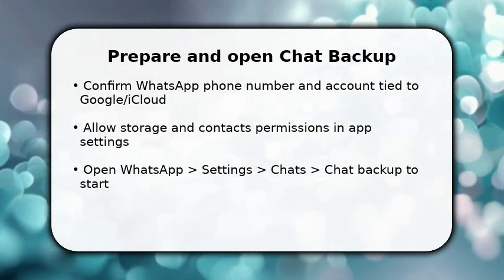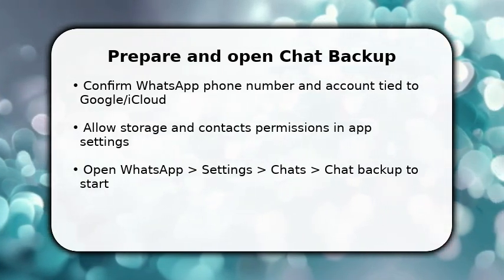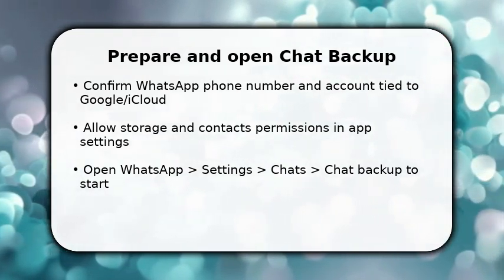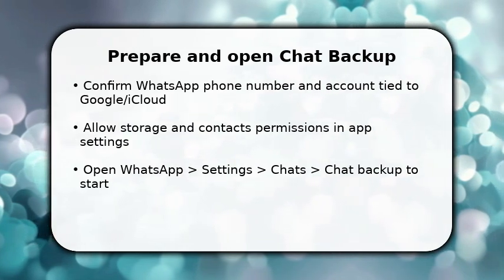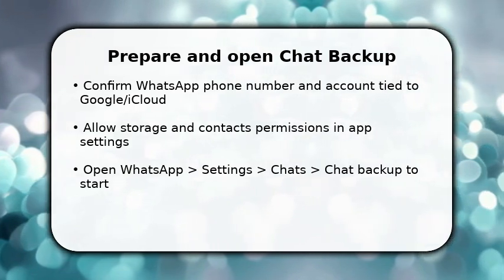Now open WhatsApp, tap Settings, choose Chats, then Chat Backup. Press the Backup button if none exists. This creates a fresh recovery point. You do this to ensure the file you'll find next is current and tied to your account.